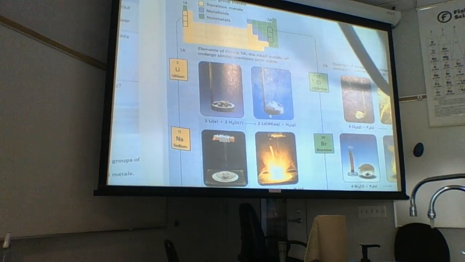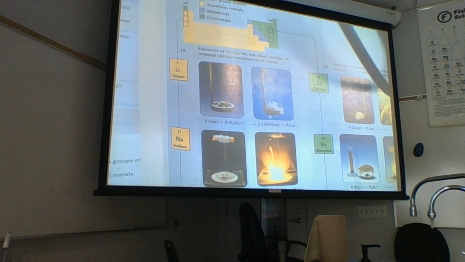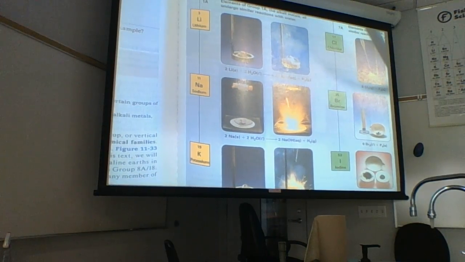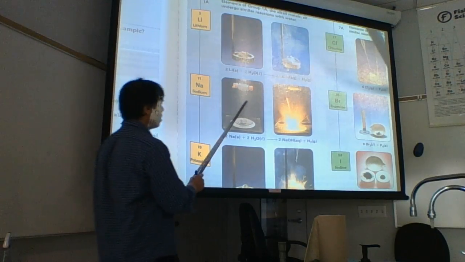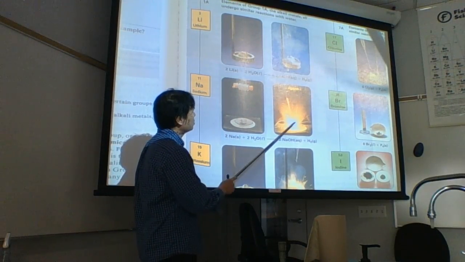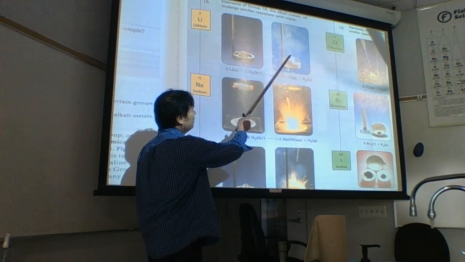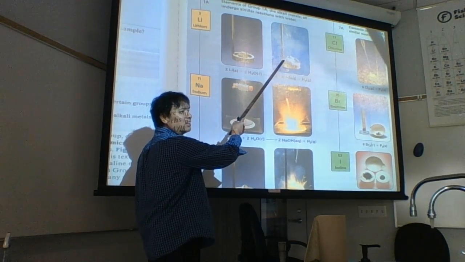Which one's easier to oxidize, lithium or sodium? Sodium. Sodium's easier to oxidize. So here's water on sodium. It gets so hot, the hydrogen gas ignites, causes a little explosion. Here, it's not hot enough to ignite the hydrogen.